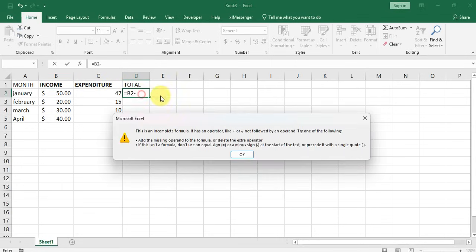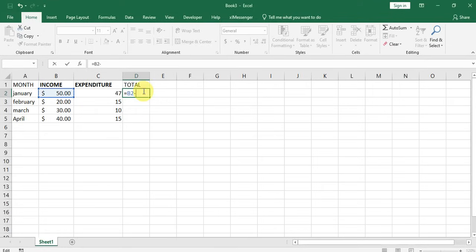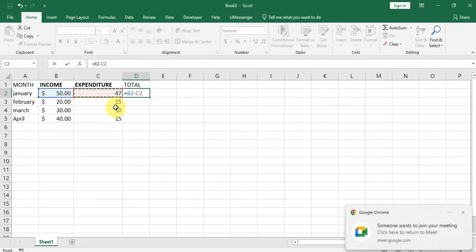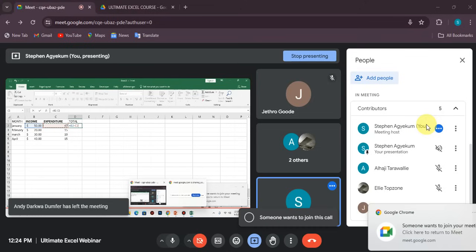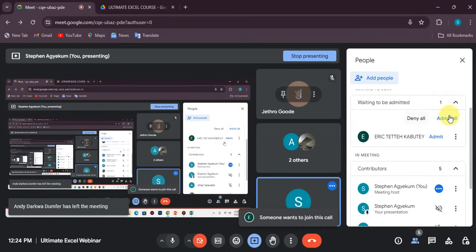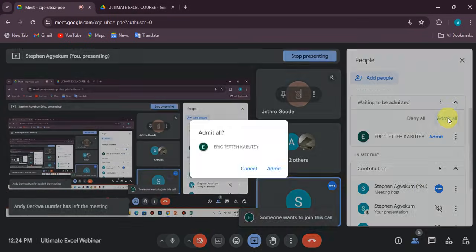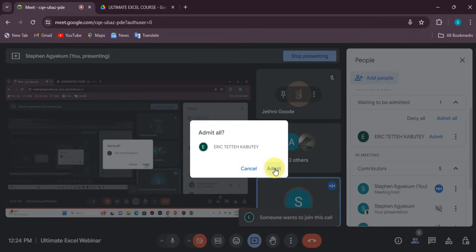Oh, sorry, I think my keys are all right. Minus expenditure, which is this, which is cell C2. Now kindly take note, someone wants to join the meeting. Oh, let me admit the person. Okay, Eric wants to join, let me admit him, I'm coming.